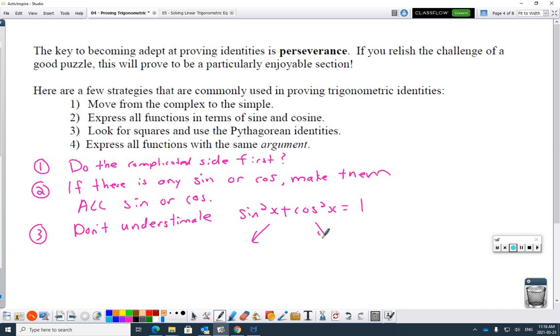And those little brothers are just the rearranged versions of that. Sometimes you want to use sine squared x equals 1 minus cos squared x. And sometimes you want to use cos squared x equals 1 minus sine squared x.